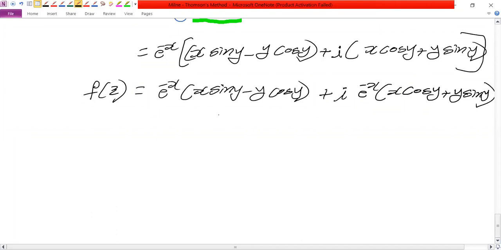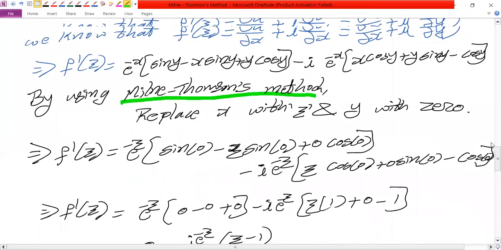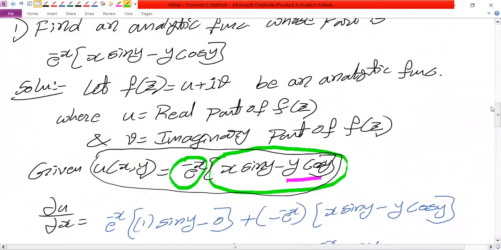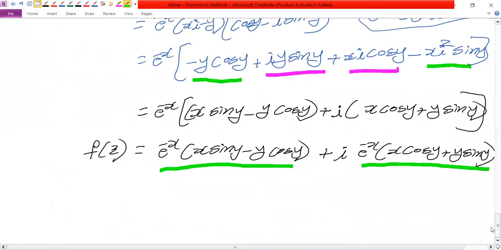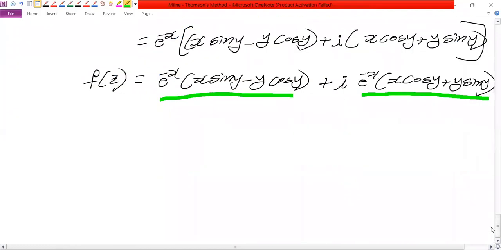Now tell me, check what is the real part in this f of z function. This is real part. What is imaginary part? This is imaginary part. Check what is the given problem. What is the u function they given to us? E power minus x into x sin y minus y cos y. Is it u function? This is only we got. Now tell me, is our problem answer correct or not? Yes. But still I am having a doubt.